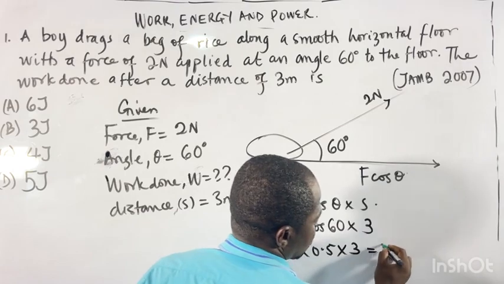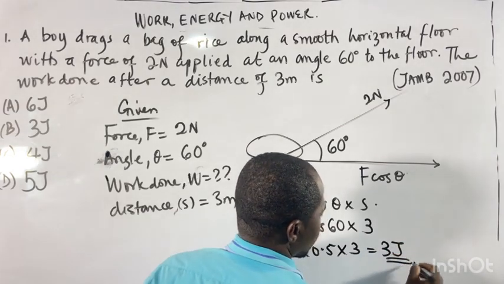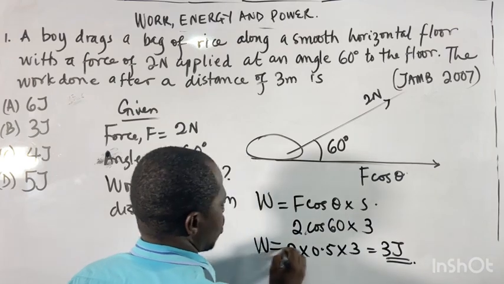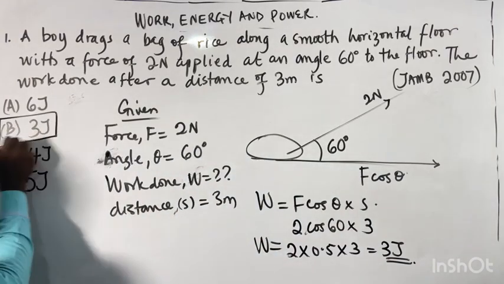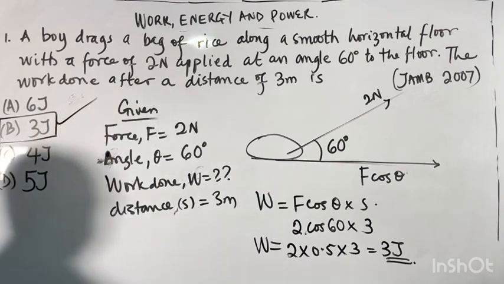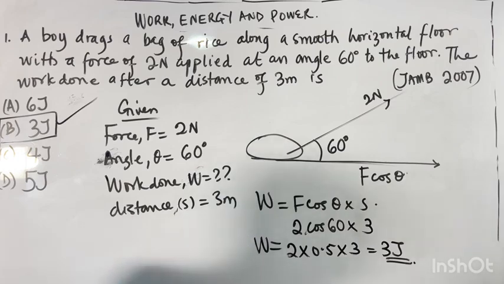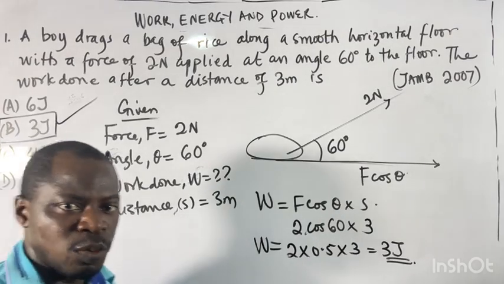So the answer is 3 joules. 3 joules of work is done, and that is our option B, as you can see here. That's how we solve the question. And you can see this is a Jamb question. Look at how simple it is.